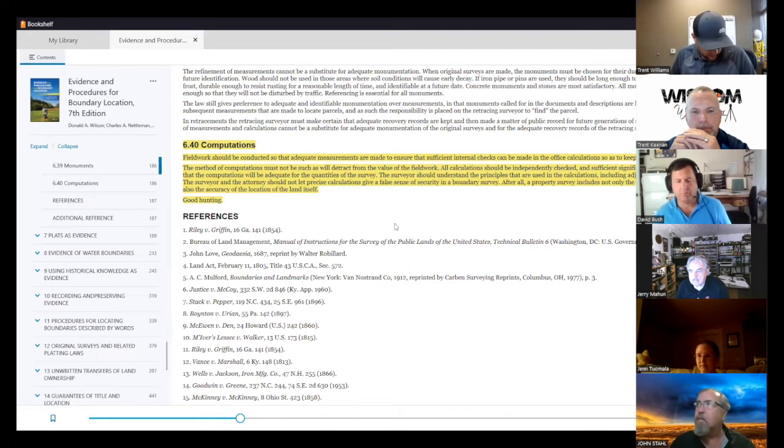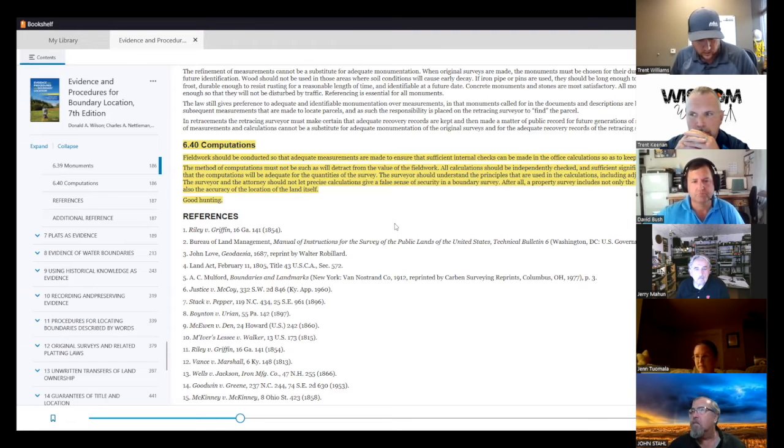The surveyor should understand the principles that are used in the calculations, including adjustments and area calculations. The surveyor and the attorney should not let precise calculations give a false sense of security in a boundary survey. After all, a property survey includes not only the technical measurements, but also the accuracy of the location of the land itself. Good hunting.